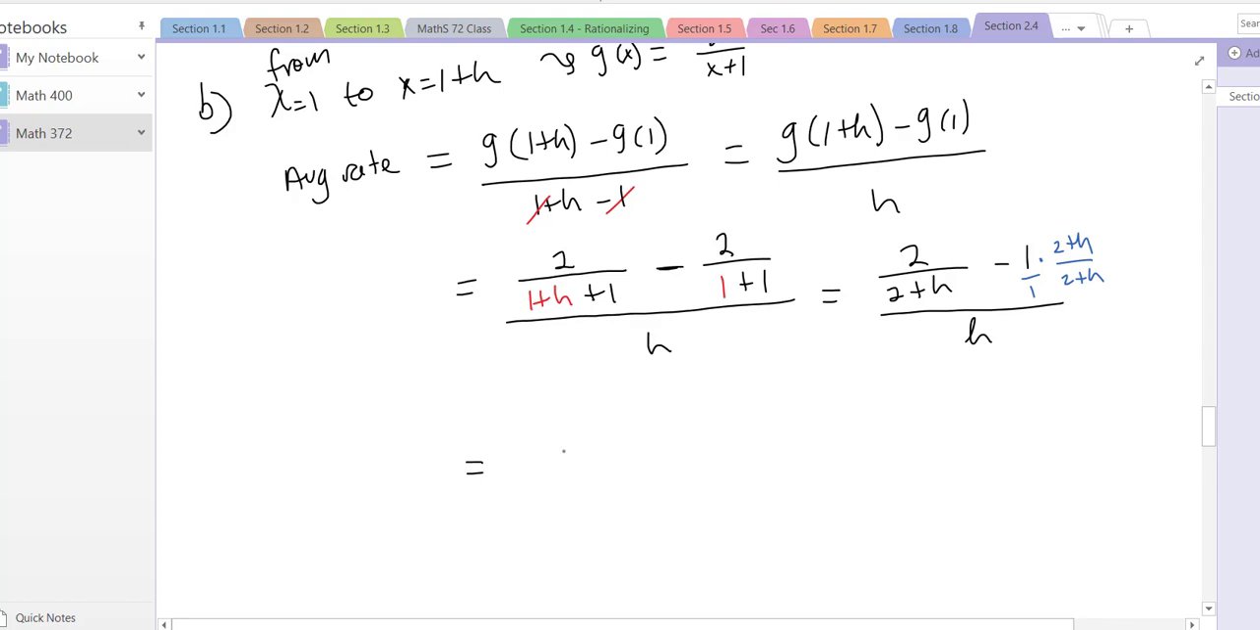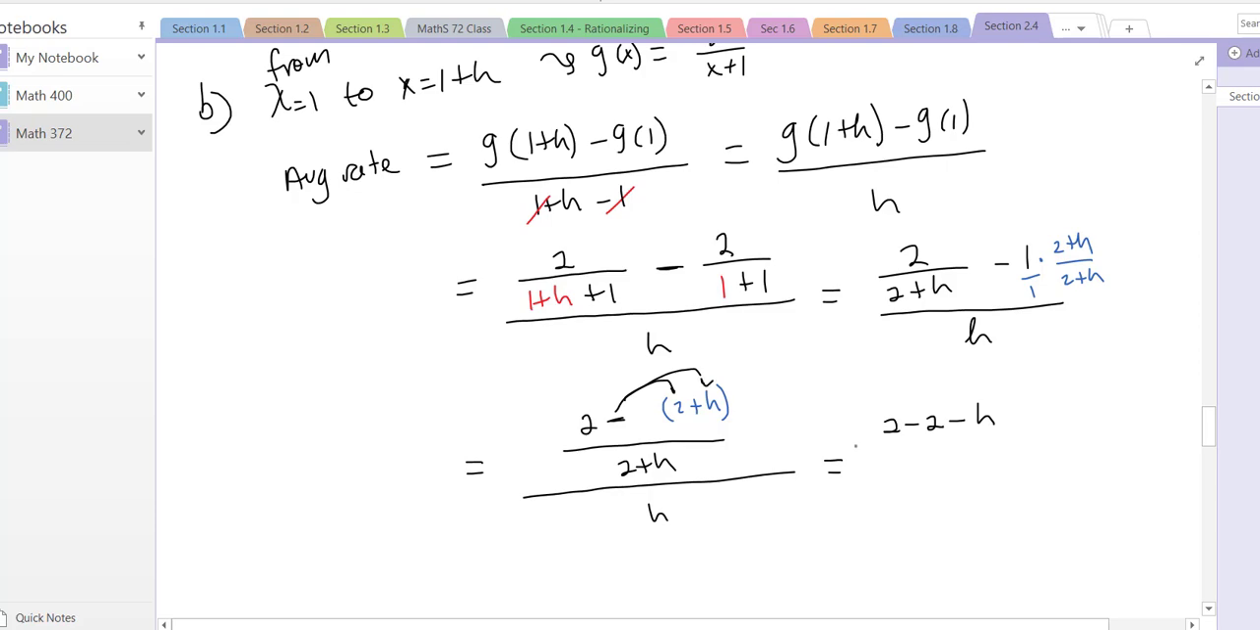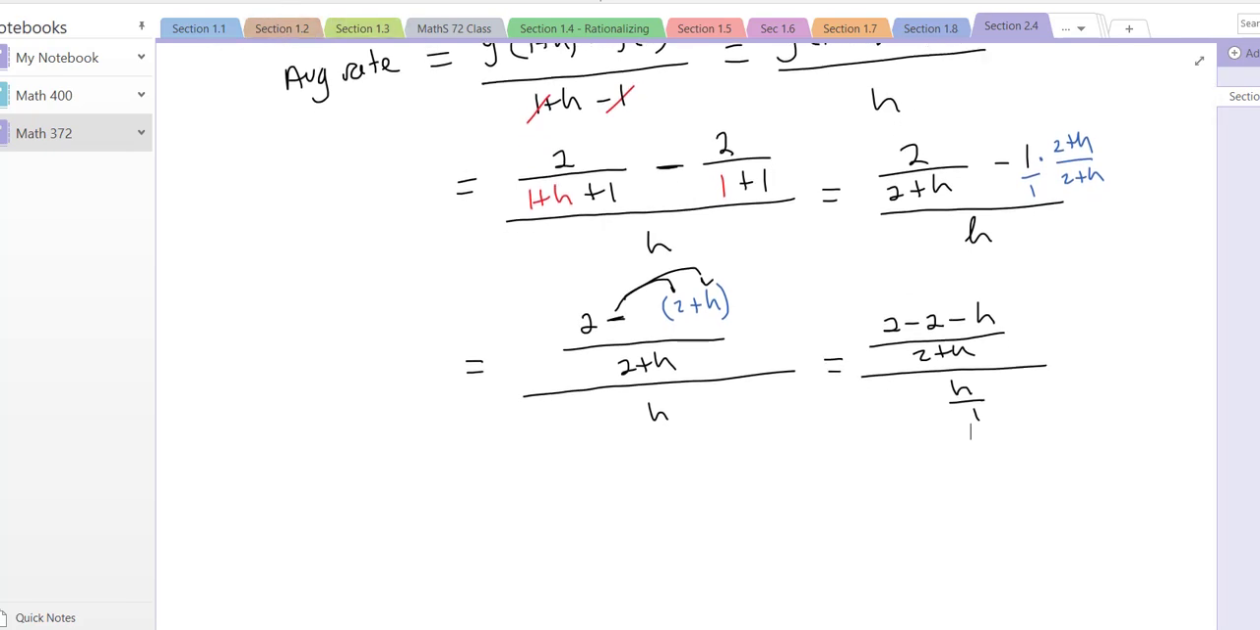So I'm going to have the same denominator of 2 plus h, the whole thing divided by h. I have this and the 2 minus, and when I multiply this, 1 times 2 plus h is just 2 plus h. I'm using parentheses so I don't forget to distribute my negative. So now this becomes 2 minus 2 minus h as I distribute this negative over 2 plus h and the whole thing over h. And this is where I'm going to say, okay, h over 1, so that I can multiply by the reciprocal. And the nice thing that happens here is that my 2's cancel. 2 minus 2 is 0.